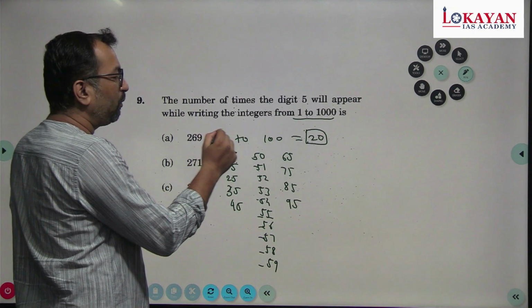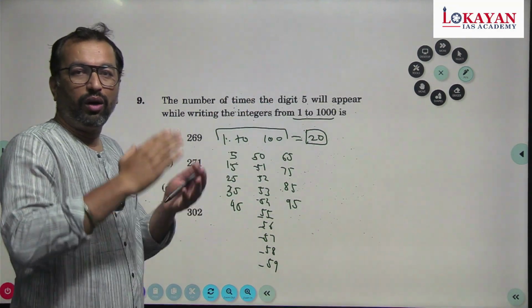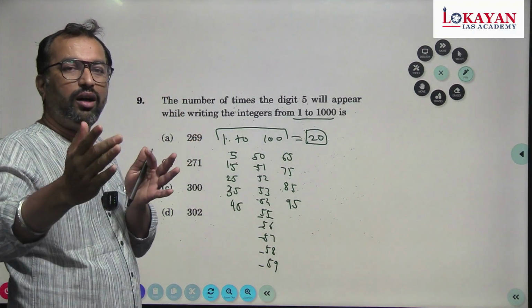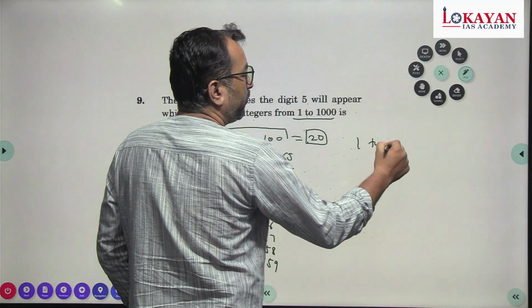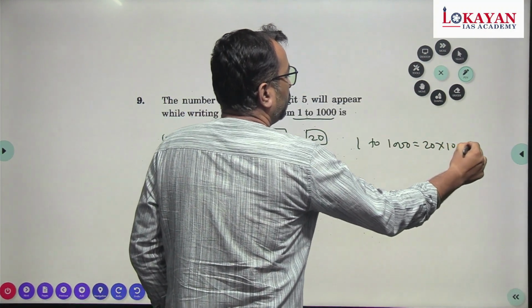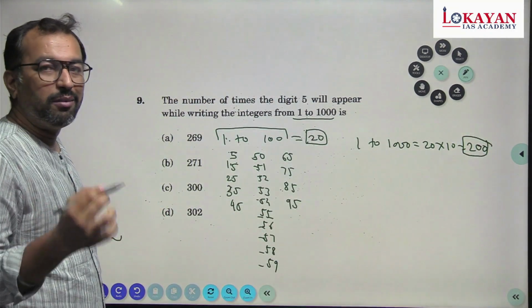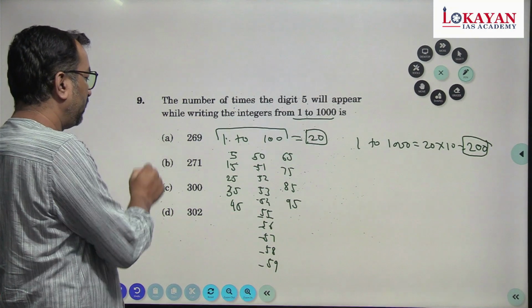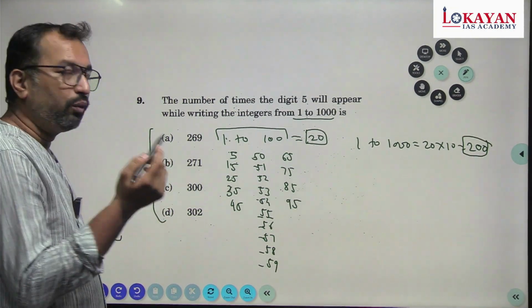So how many intervals are there between 1 to 1000? There are 10 such intervals. 1 to 100, 101 to 200, 201 to 300. So between 1 to 1000 it became 20 into 10. So 200 times 5 appears. Now we are definitely missing something, because option doesn't have value 200, right? So what are we missing?